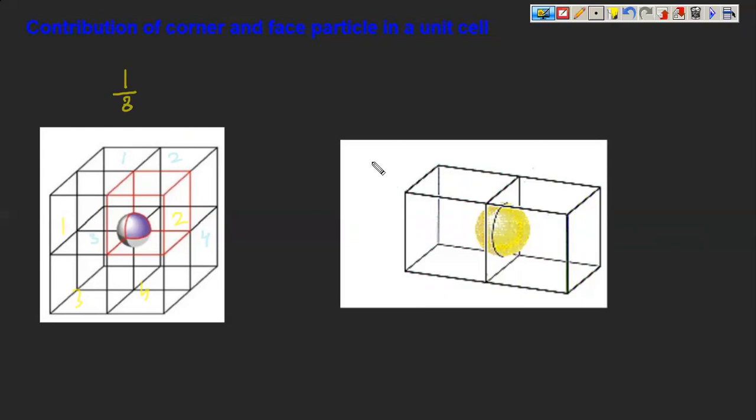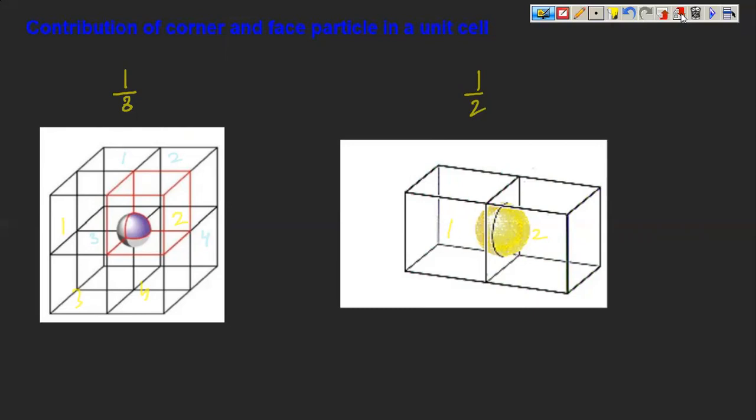Now we'll see the face particle, which is present in the face. The face particle is shared by two different unit cells, 1, 2, only. So one unit cell contains 1 upon 2 part of it.